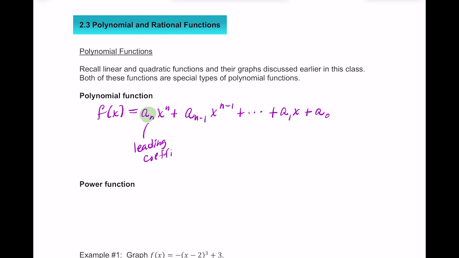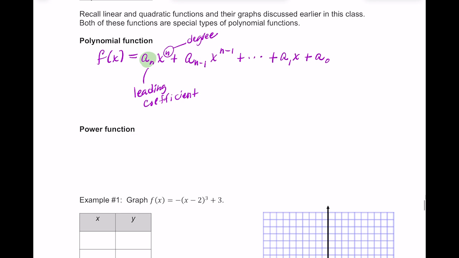And all of the a's are your coefficients, so they're the numbers attached to the variables. And then we have n, which is our power or degree. When it's written in standard form, the n is the degree of that polynomial.